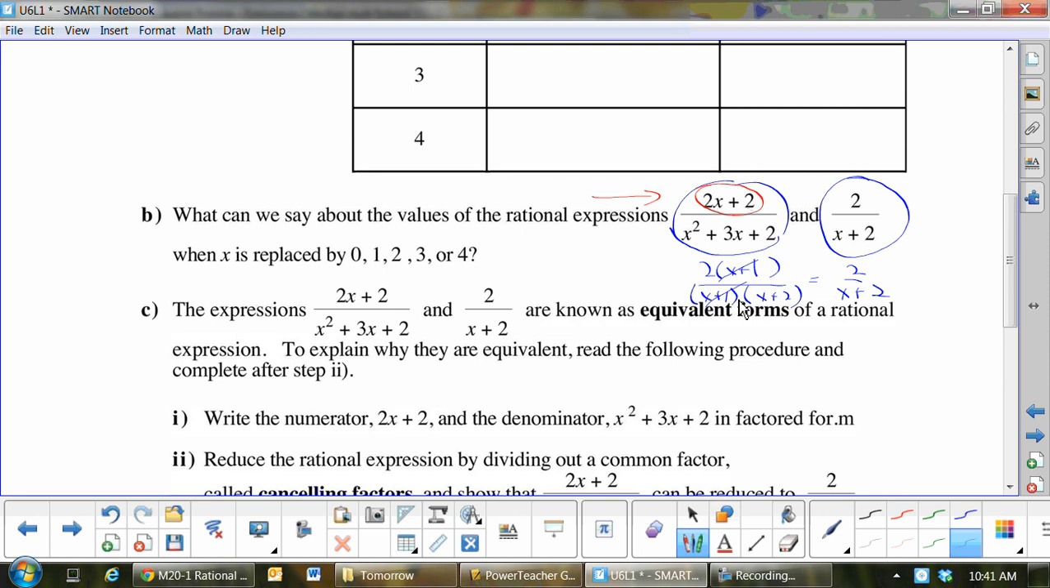The difference between this and this is this one had to be factored to get this. And when you factor, if there's anything that's ever bad, it stays. Okay? So for this one, I would just say x cannot equal -2. For this one, I will say x cannot equal -1 or -2. Okay? Because of this.